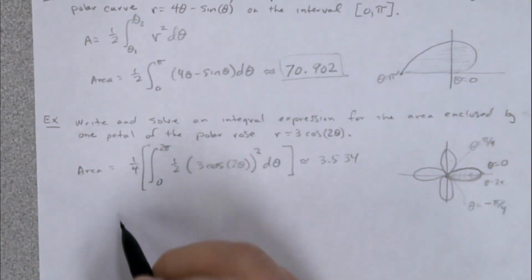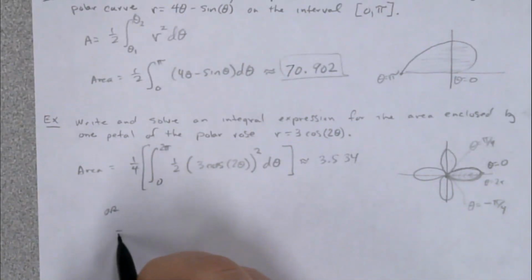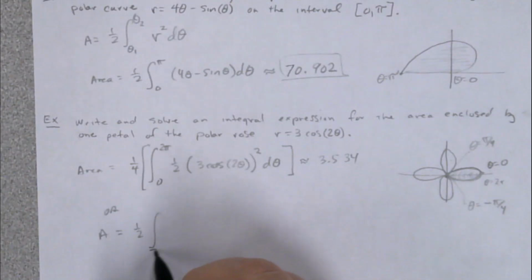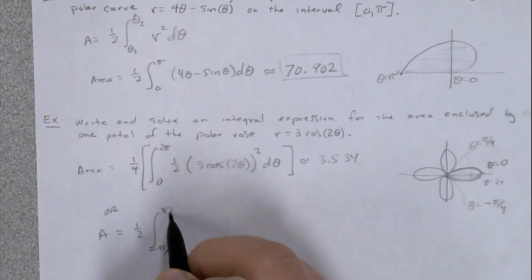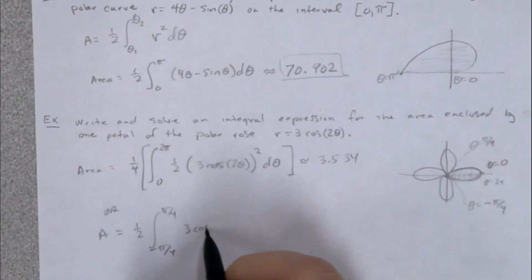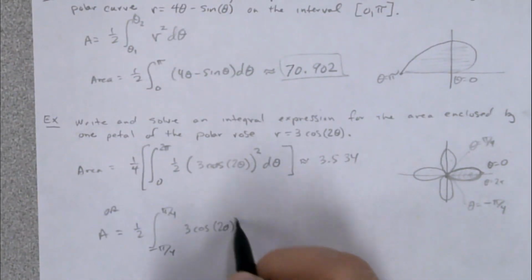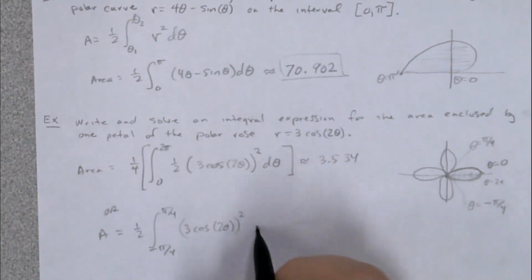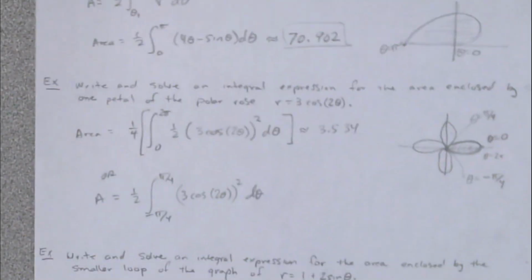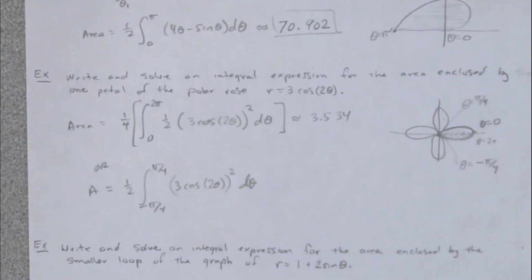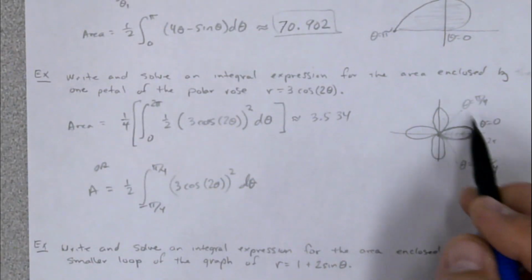And so then I can write it in that fashion as the area equals 1/2 from negative pi over 4 to pi over 4 of 3 cosine of 2 theta, squared, d theta. So that's another way to get the same answer. Either way it's fine. Okay, but pay attention to the angles and how these things are drawn.